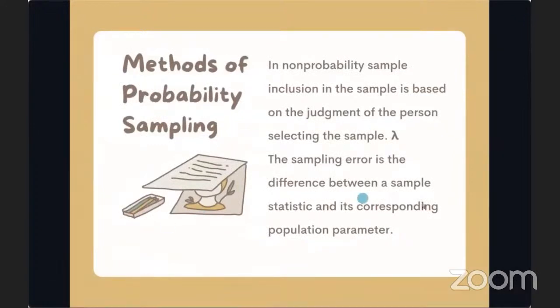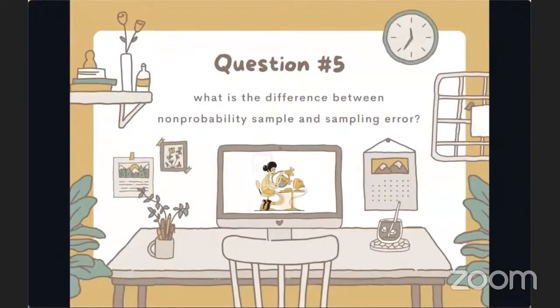Methods. Non-probability sample inclusion is based on the judgment of the person selecting the sample. The sampling error is the difference between a sample statistic and its corresponding population parameter. Question 5. What is the difference between non-probability sample and sampling error?